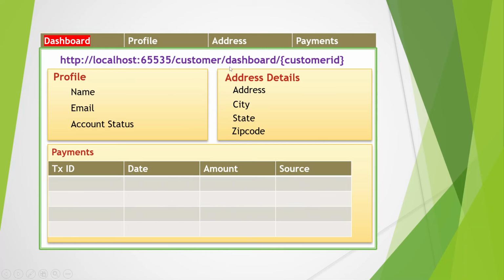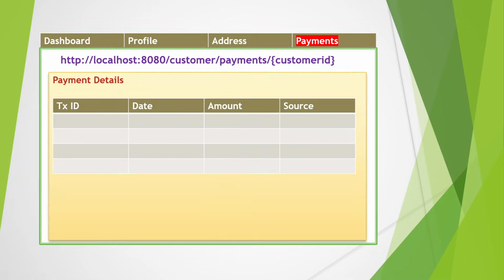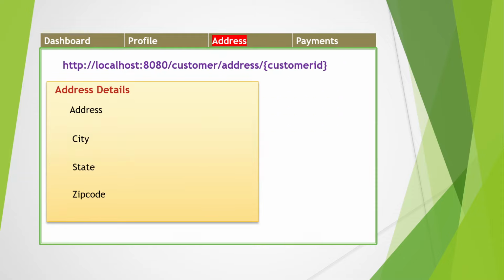Alternatively, we can create a microservice, customer dashboard, that accepts the customer ID. That in turn invokes all these three microservices and gives the consolidated response back to the client application. While it is invoking the individual microservices like profile, address, and payments, you will see that in all those microservices, customer ID is the only parameter.